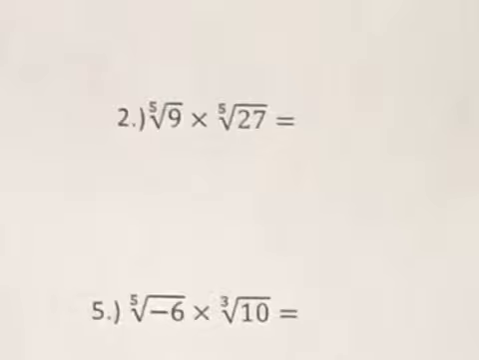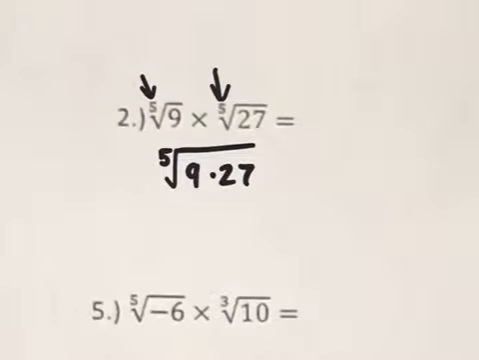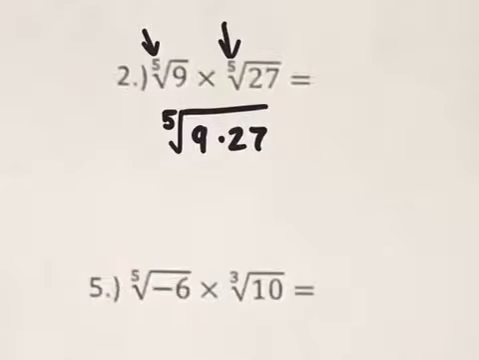This one here is an example where they both have the same index of 5. So what we could do on this is multiply those insides together, where we do the 9 times the 27. And when we do that, we'll get the 5th root of 243.